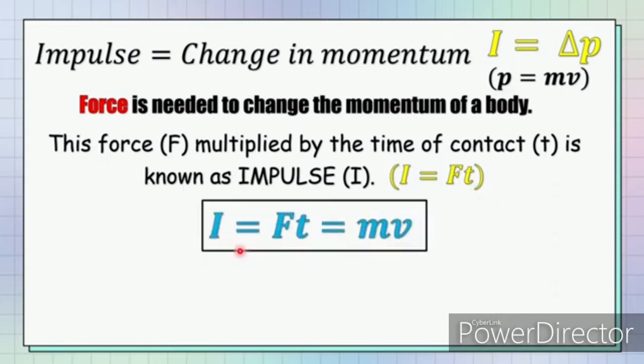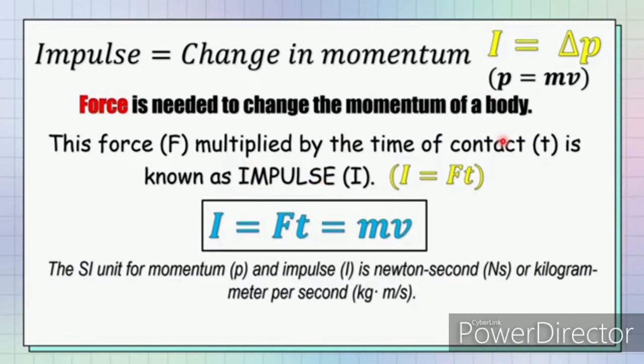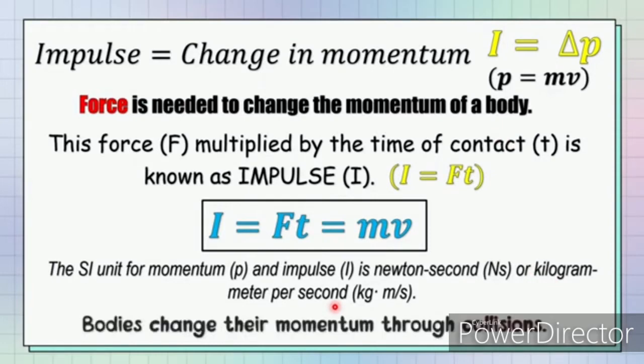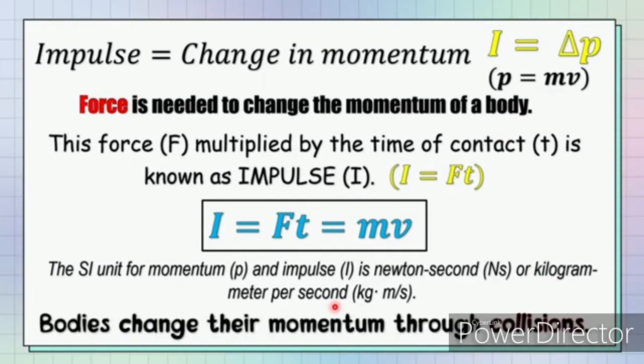Since impulse is equal to the change of momentum, and momentum is the product of mass and velocity, therefore we can say that impulse is equal to the product of force and time, and also of mass and velocity. The standard unit for momentum and impulse is newton second or kilogram meter per second. Take note, class, bodies change their momentum through collisions, which may be elastic or inelastic.